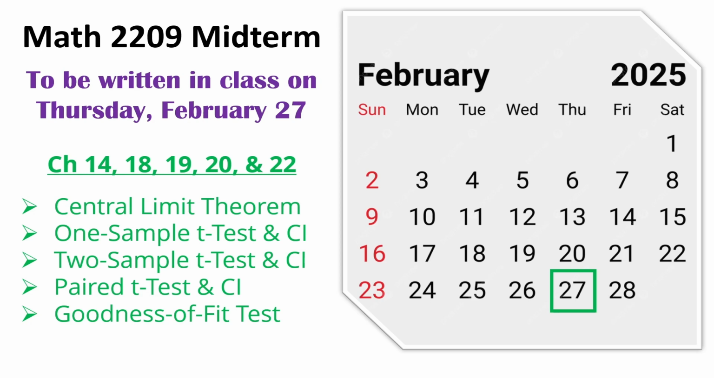Bring a calculator. You will not be allowed to use cell phones, so you must have a calculator. And also you can bring a cheat sheet, 1 legal size paper. You can write anything you want on both sides of that paper.